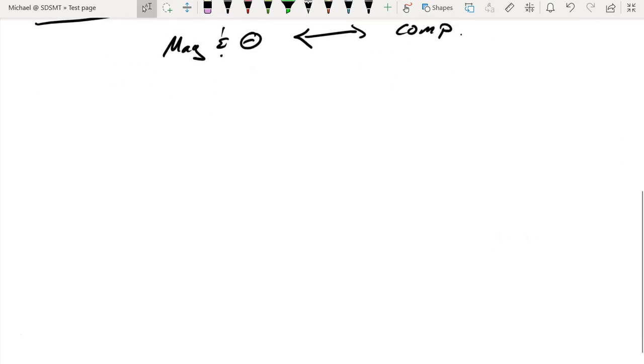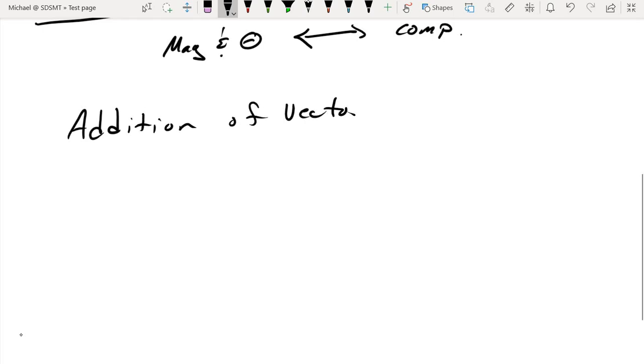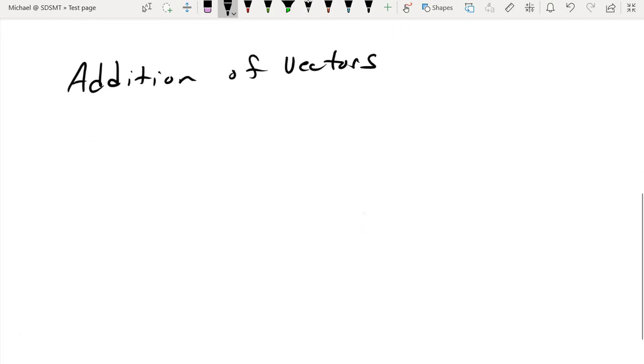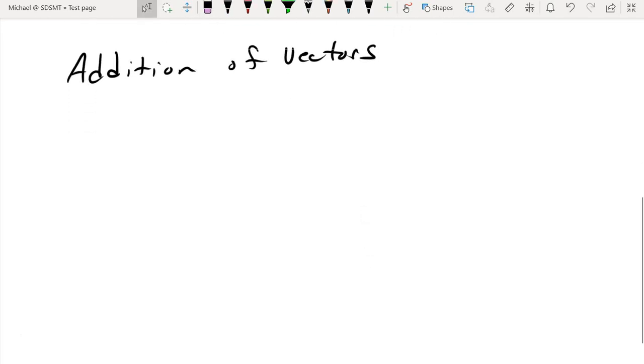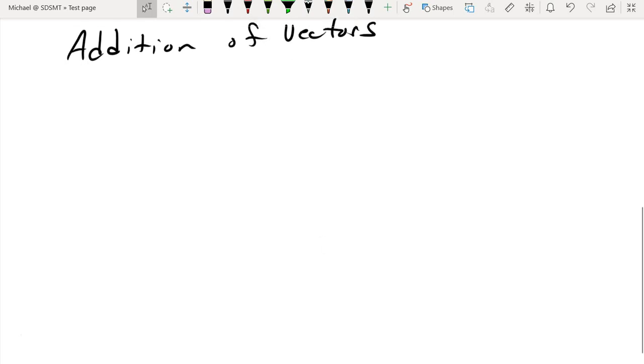But moving on with today's discussion, what we want to do now is see what happens if we have more than one vector in a given system. And so this is what we're going to call vector addition. And once we get the vector addition figured out, then we will discuss vector subtraction. And one good example of vector addition is if you're going to be giving someone directions.